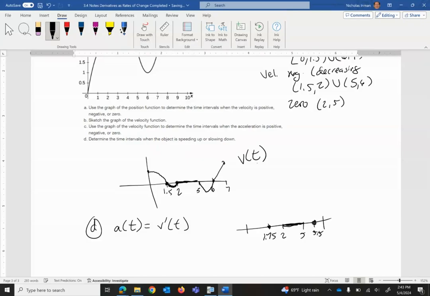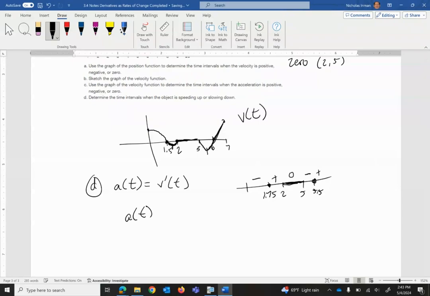All right, our velocity is negative. We are decreasing. Our acceleration is negative. We are decreasing from 0 to 1.75. We are increasing our velocity from 1.75 to 2. We're 0 here. From 5 to 6, this velocity function, so our acceleration, is decreasing. It's going down. From 5.5 to 6, we are then increasing again. And actually, we increase that entire last bit of time. So from 5.5 to infinity.